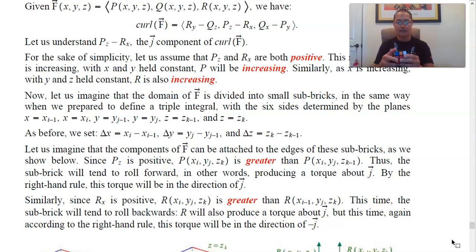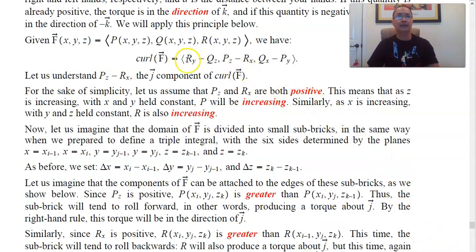So we said that the direction of the spin is the direction of the curl. Notice that if it's spinning like this, your right-hand rule thumb points up. But if you're spinning in the opposite direction, your right-hand rule thumb points down. So let's see what this has to do now with our partials.